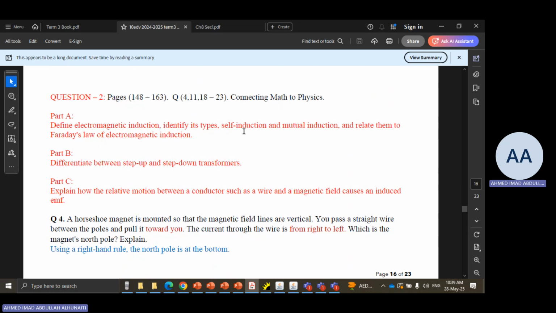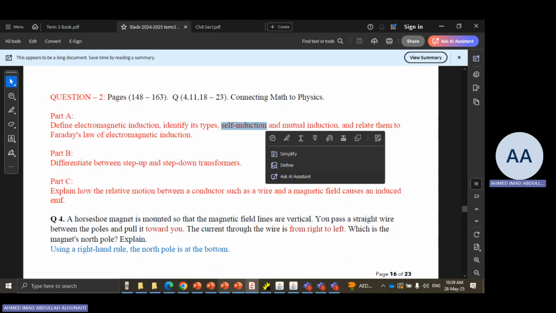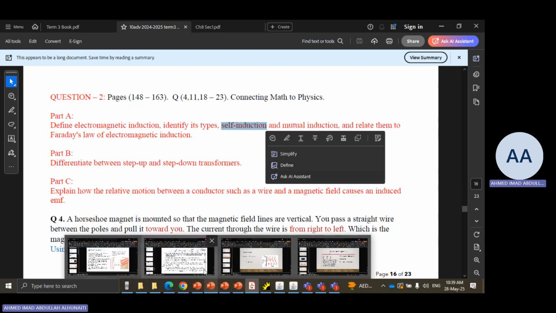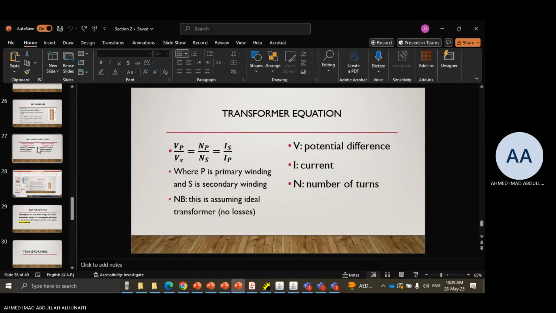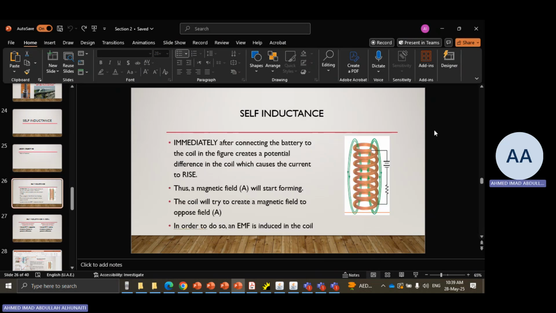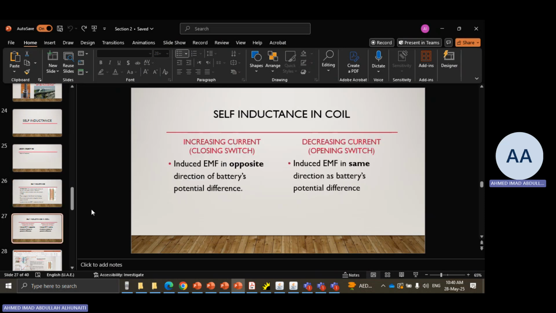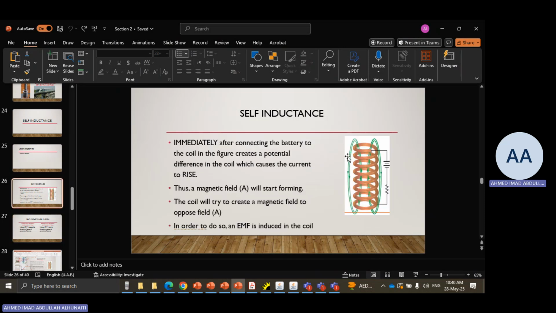Let's talk about mutual induction. Actually, let's go to what's more difficult, self-induction. So let's consider this circuit here. We have a battery, we have a resistor, and we have a coil, and a switch. So what happens when you open and close a switch in this circuit?